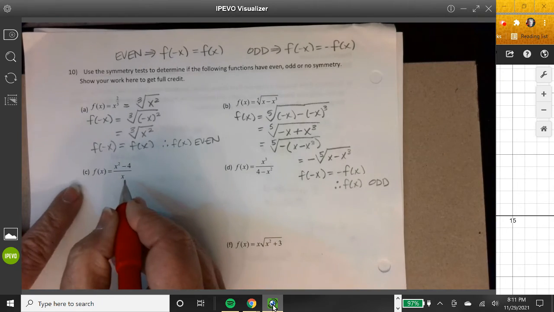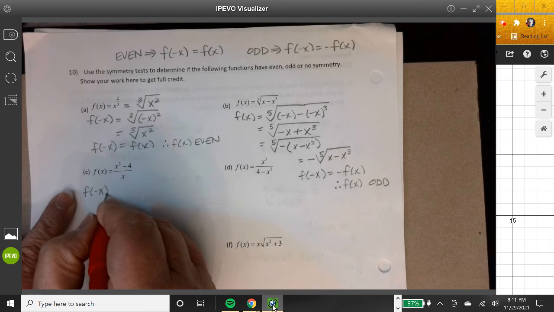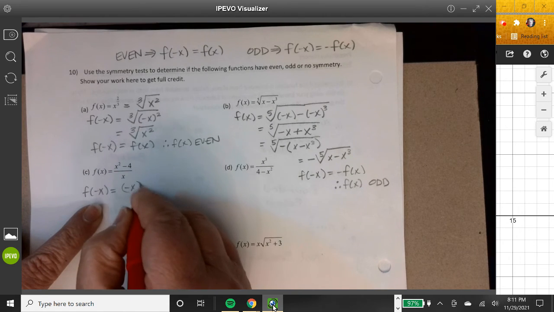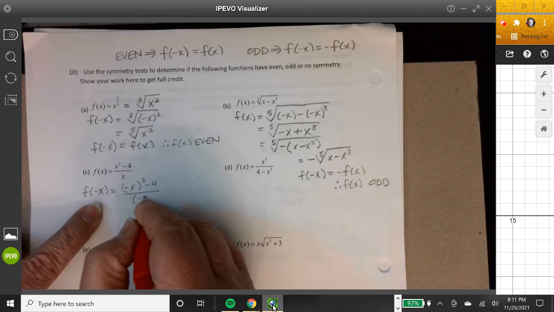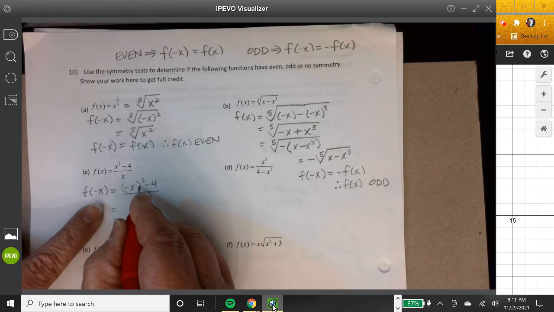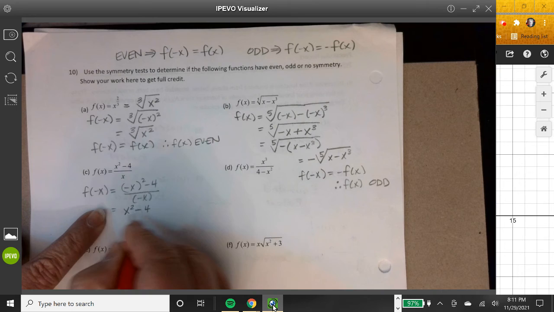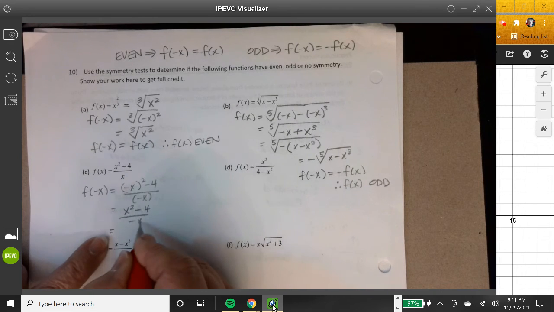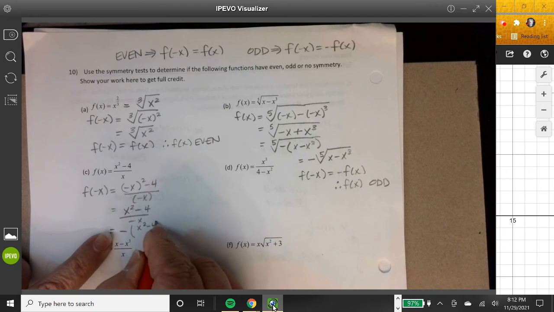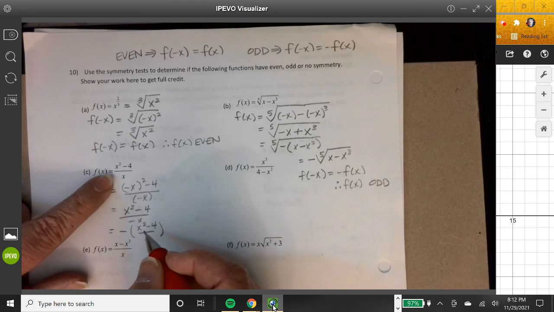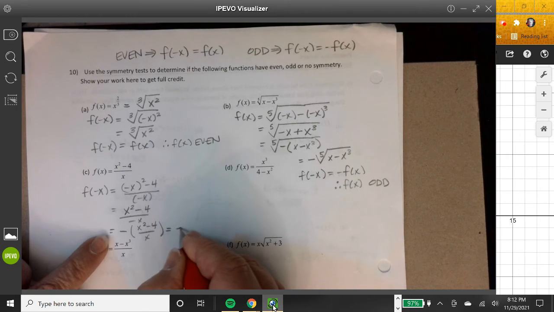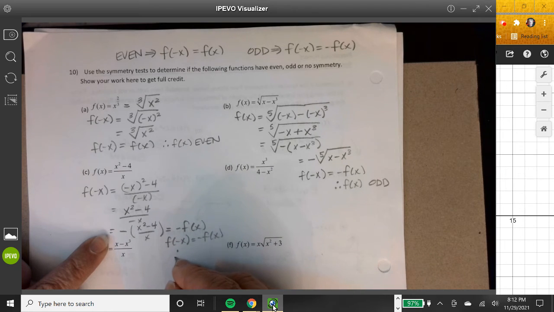All right, let's try this one. f of negative x is equal to negative x quantity squared minus 4 over negative x. So when I square a negative, I get x squared minus 4 over negative x. And I can pull the negative out in front mathematically and say that this is negative x squared minus 4 over x, which is equal to the original. So this is equal to negative f of x. Therefore, we can say f of negative x is equal to negative f of x, and f of x is odd.